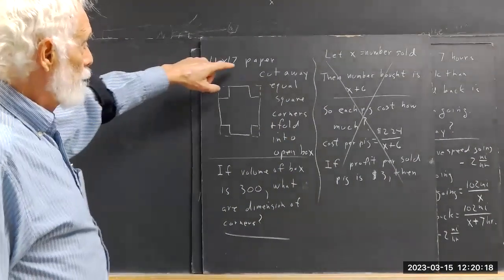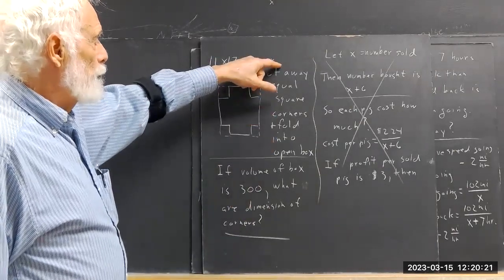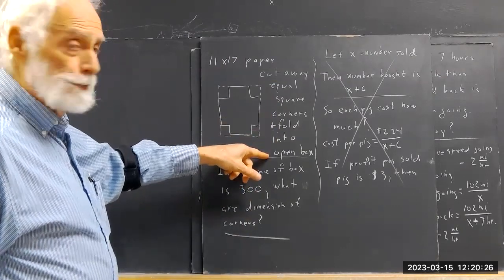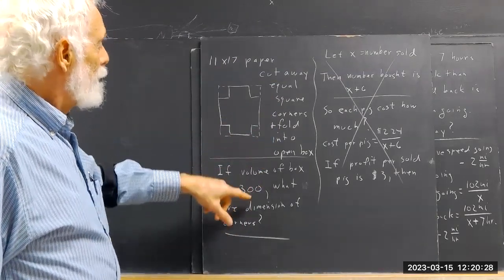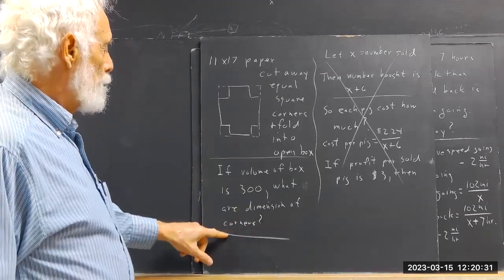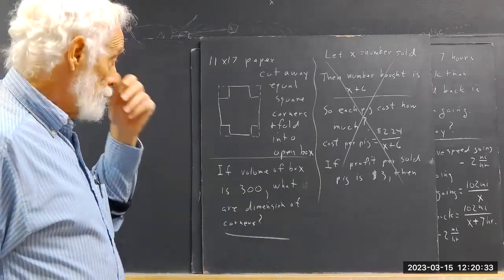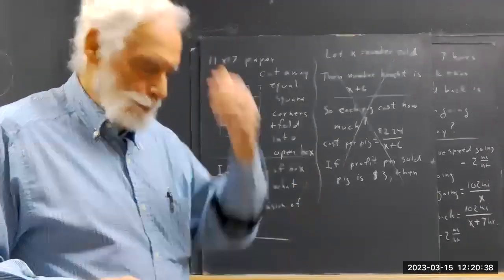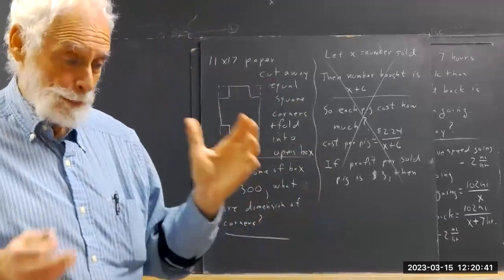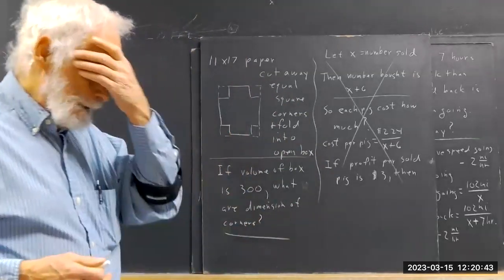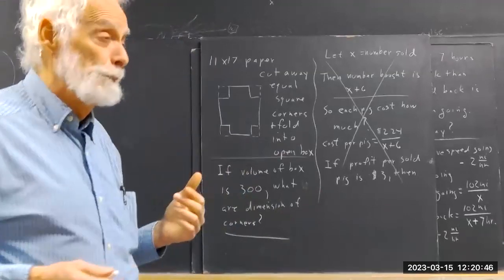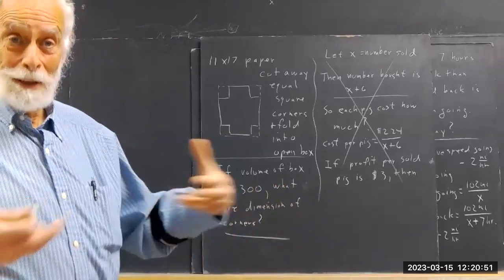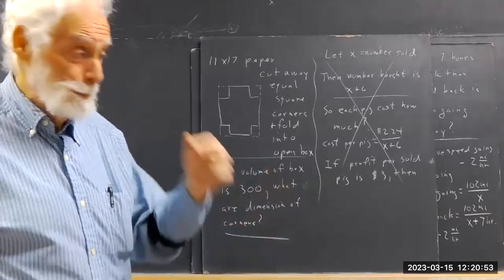So if we'd started with an 11 by 17 piece of paper, we would cut away equal square corners and fold it into an open box. The volume of the box is 300. What are the dimensions of the corners? After some discussion, we know the volume is length times width times height, and we're in a quadratic function chapter, so you anticipate getting a quadratic. That's not a bad thing.